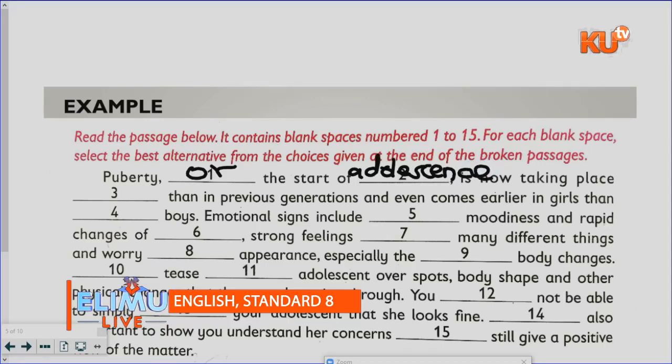Is now taking place dash than in previous generations. Is now taking place earlier than. We are going to have a look at the choices there. Earlier than.